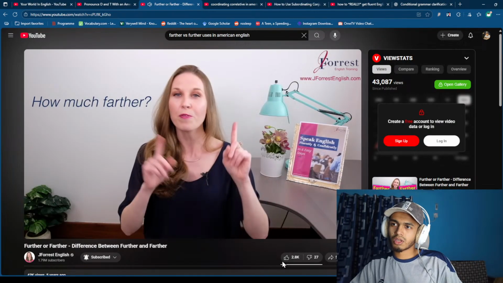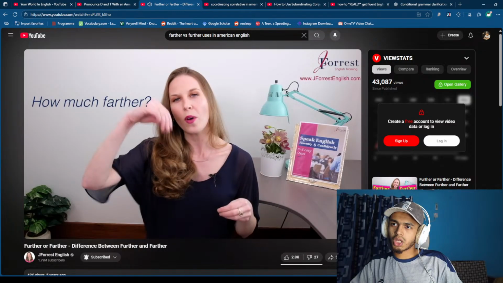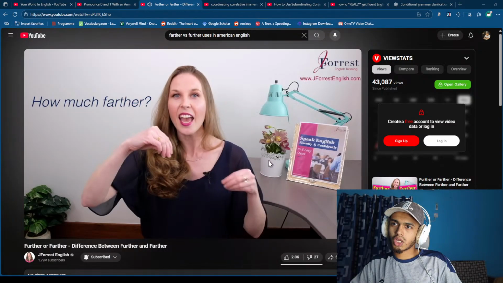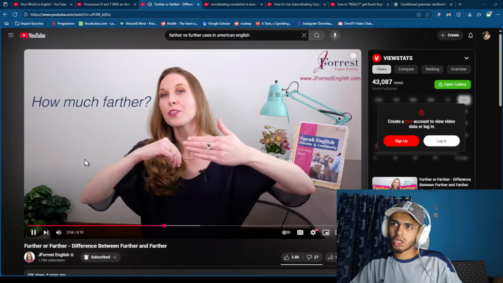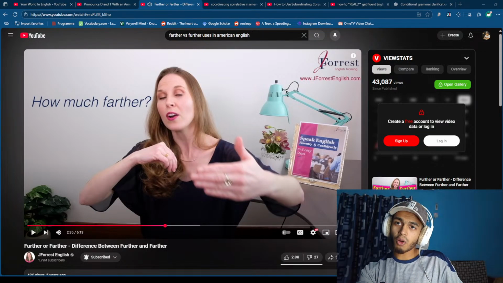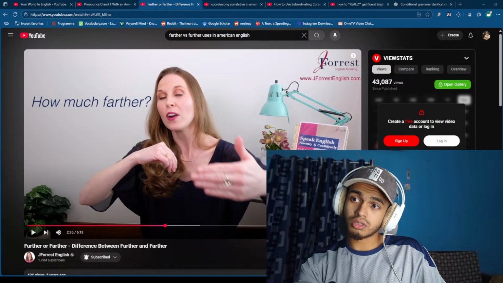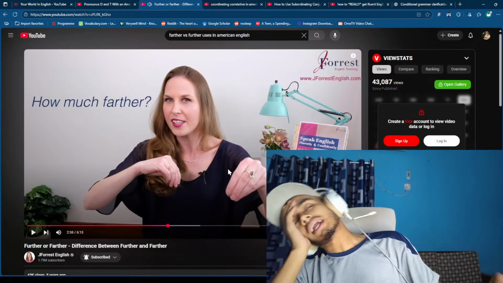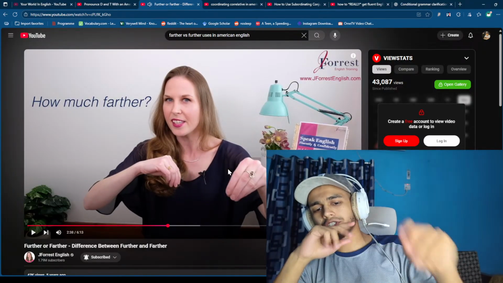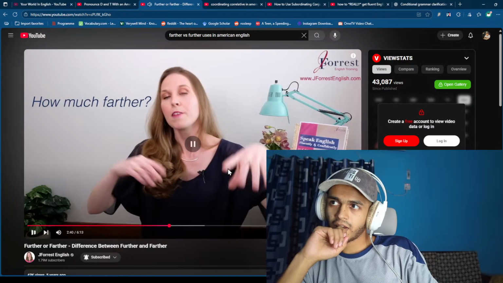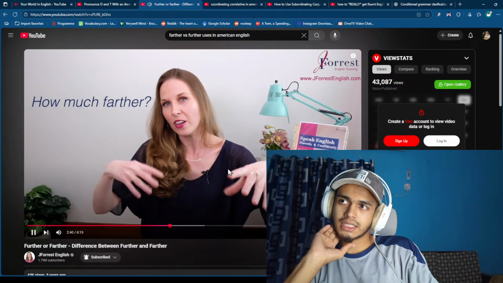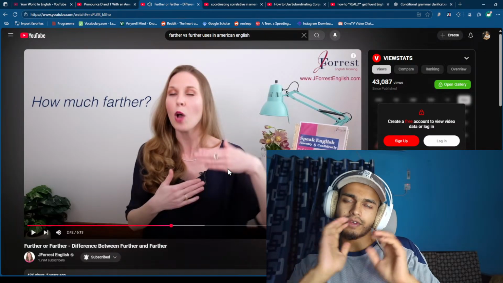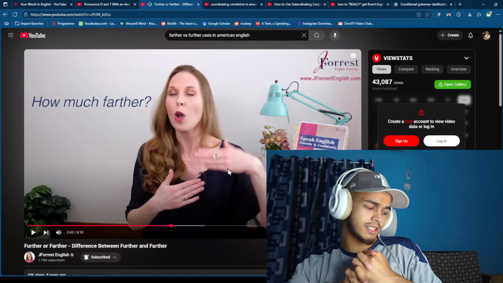Farther. So, physical distance. You're at point A and they want to know how much farther you are going to go until you get to the final destination, point B. Physical distance.